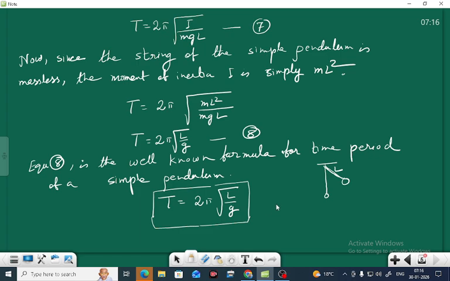So in this way you can define the simple pendulum. In a simple pendulum, the time period is given by T equal to 2 pi root over L by g.